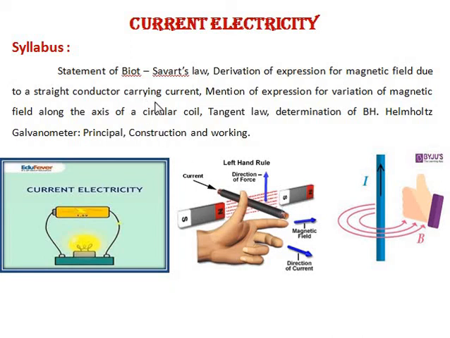We are going to start the new chapter, current electricity. The things we are going to study in the syllabus are: statement of Biot-Savart's law, derivation of the expression for magnetic field due to a straight conductor carrying current, mention of the expression for variation of magnetic field along the axis of a circular coil, tangent law, determination of BH, that is the Earth's horizontal magnetic component, then Helmholtz galvanometer: principle, construction and working. So these things we are going to study in this chapter.